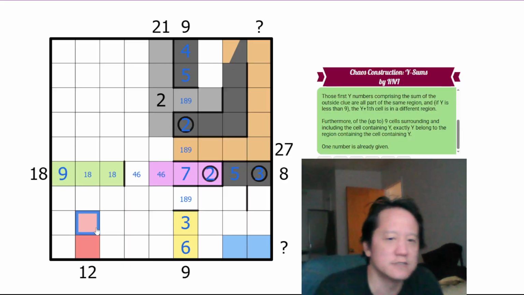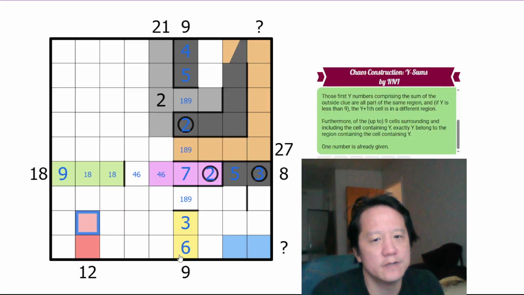This sucks. This has to be pointing to a 5. This doesn't have 5 surrounding cells, because it would have to be dark if that were the case, and then you'd have two 5s in the same region. So this doesn't have 5 surrounding cells in the same region, so this has to be 5.